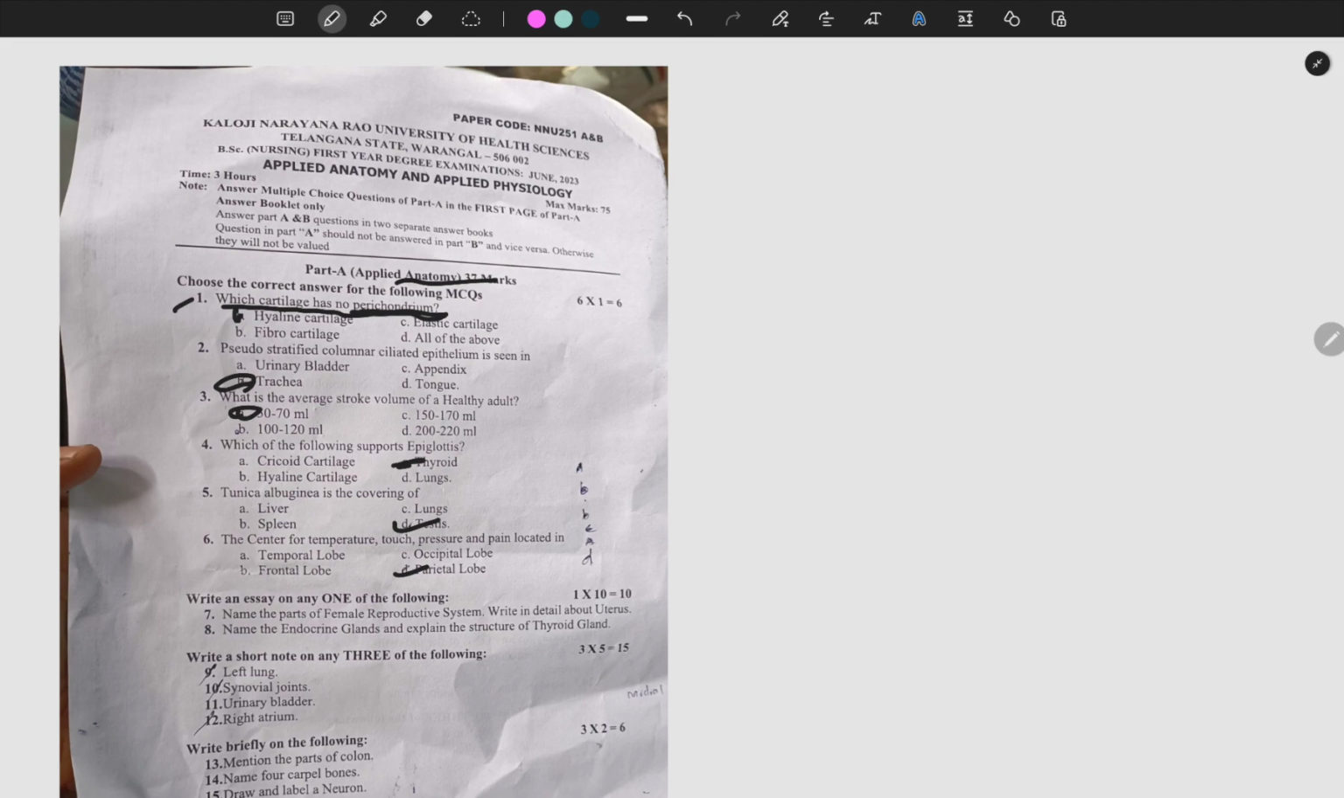If you see the options here, the right option is hyaline cartilage. Hyaline cartilage doesn't have the perichondrium covering layer. The remaining fibrocartilage, elastic, and other cartilages have perichondrium, but hyaline cartilage doesn't have the perichondrium. So the next question: pseudostratified columnar ciliated epithelium seen in. For this question, the right one is the trachea. This type of epithelium is present in the respiratory system.